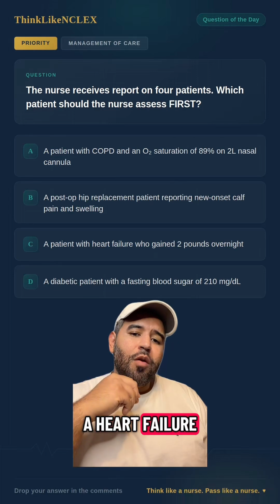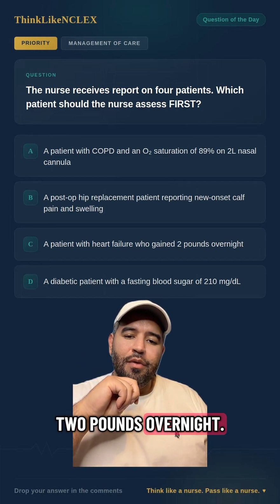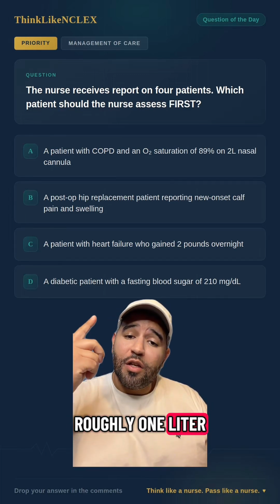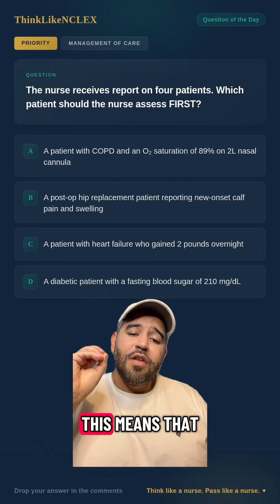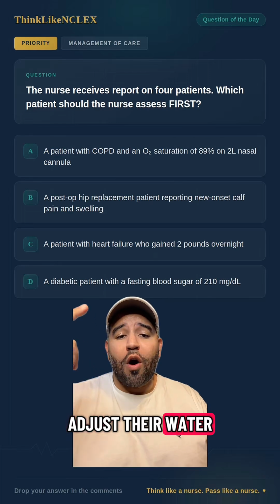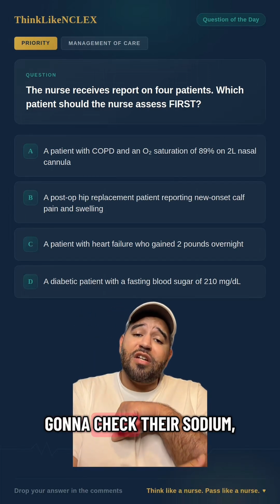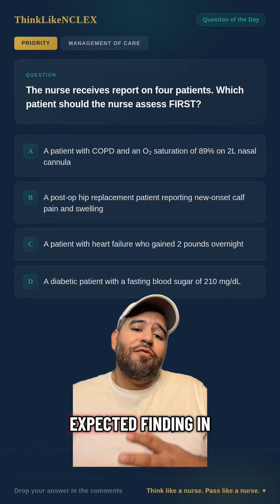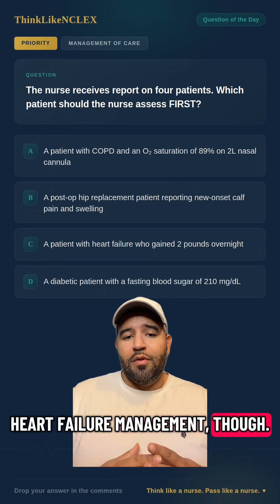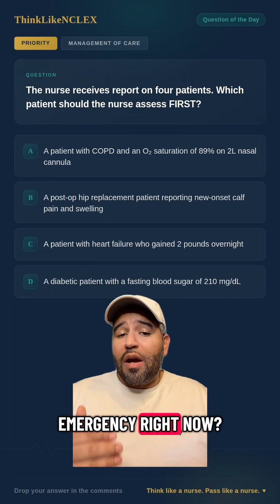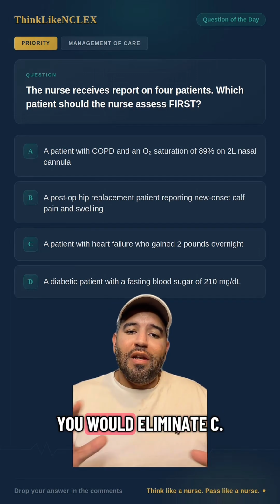Now C, a heart failure patient who gained 2 pounds overnight. That is concerning, but a 2-pound gain means roughly 1 liter of fluid retention. This means that it needs attention. You're probably going to adjust their water pills, right? Their diuretics. You're going to check their sodium, and you're going to reassess their fluid intake. This is an expected finding in heart failure management, though. It's chronic. It's being monitored. Is it an emergency right now? Not necessarily, so you would eliminate C.